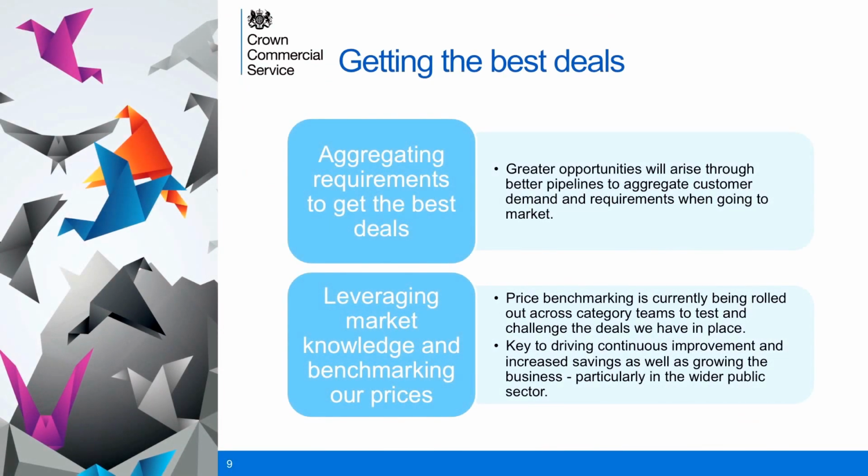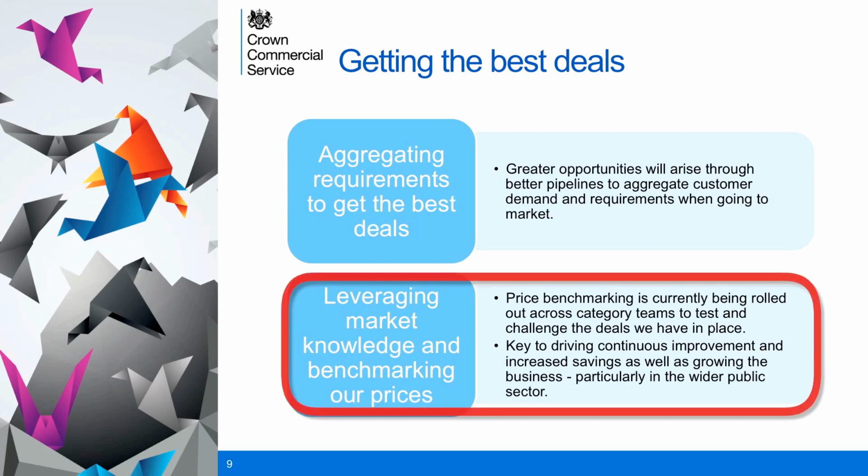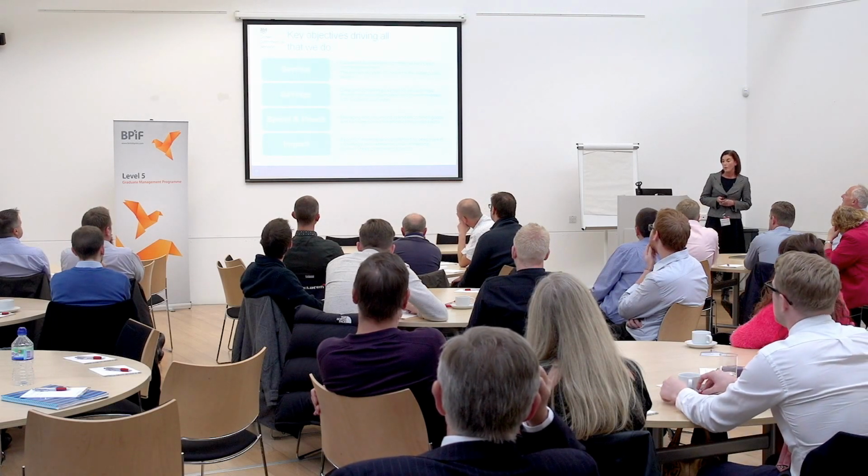For starters, for government, if you've got £40 billion worth of spend, you should be able to use that to aggregate and get a better deal than what you're getting as disparate organisations. And also leveraging the market and benchmarking our prices. So again, if we've got all of this spend, how are we best leveraging that across all of the organisations? We've got a number of objectives that underpin everything that we do.